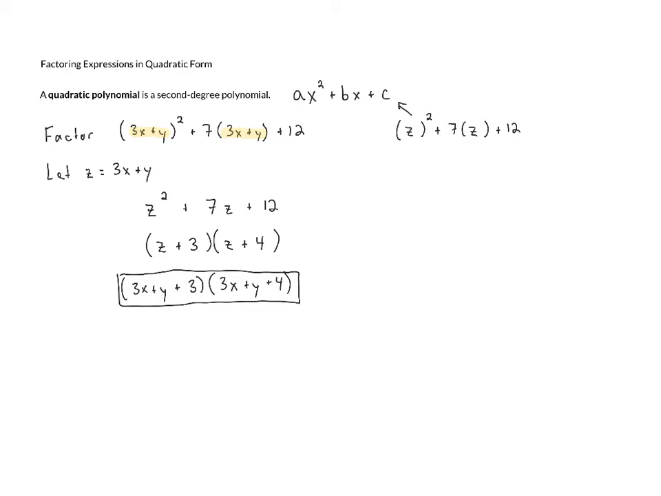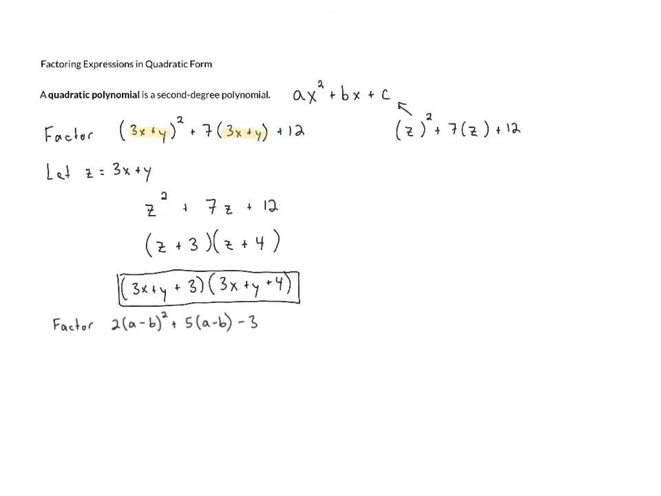Let's do a couple more examples. Next, let's factor, and where is my example? 2 times a minus b squared plus 5 times a minus b minus 3.